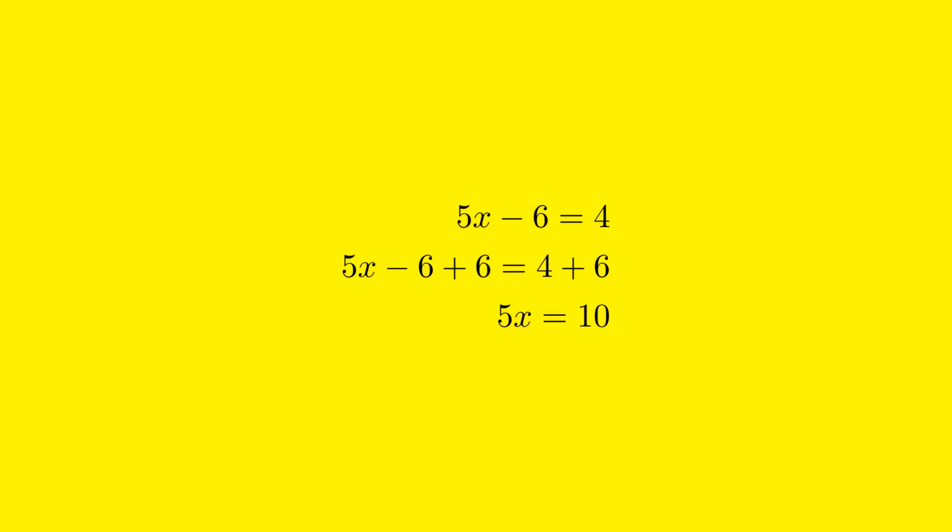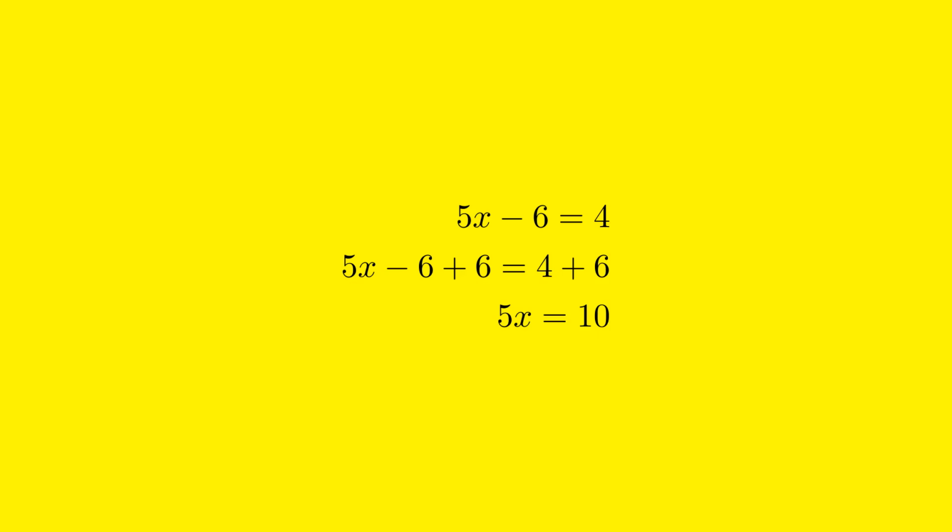To solve the equation 5x minus 6 equals 4, the first step is to isolate the term that contains the variable x. We start with the equation 5x minus 6 equals 4. Our goal is to move the minus 6 to the other side of the equation so that we have 5x on one side by itself.